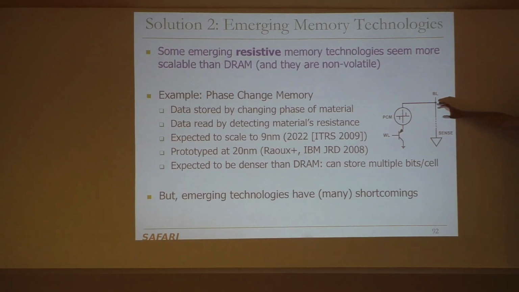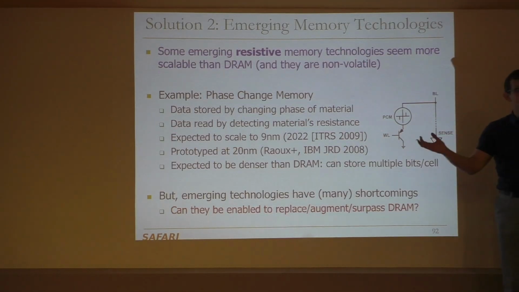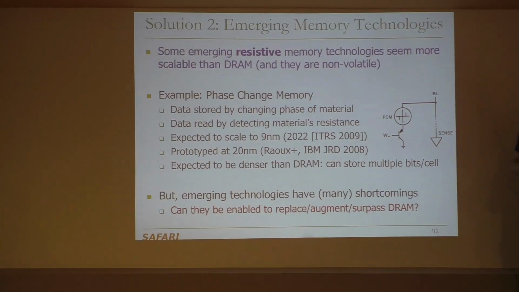But the problem is these emerging technologies, like phase change memory, have many shortcomings. For example, latencies increase, and sometimes energy increases. Refresh is not a problem in many of these technologies. You don't need to refresh. That's one of the reasons why they're more scalable than DRAM also. But the downside is latencies increase, and their endurance is a problem. If you write enough times to the cell, it degrades and you cannot write or read the cell.